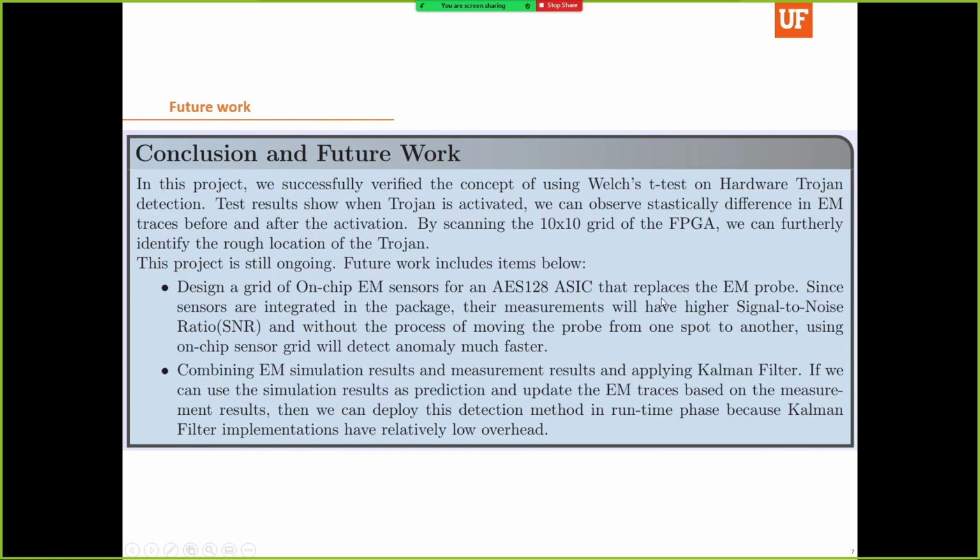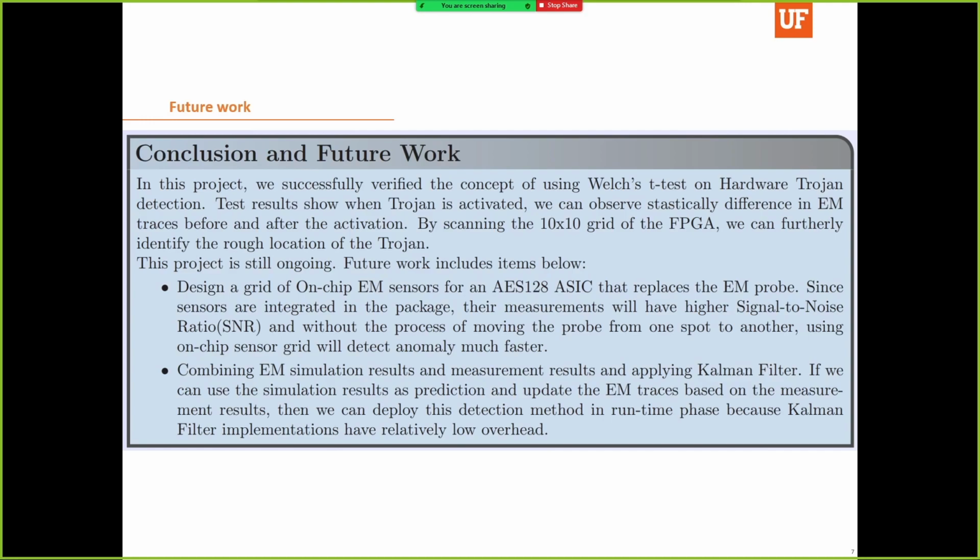So the project is not over yet. We have some future work items. One is to design an on-chip EM sensor, which eventually will replace the EM probe. Since the sensor is integrated in the package, it has much higher signal to noise ratio and can detect Trojan better. The other one is combining the EM simulation results with the measurement results.